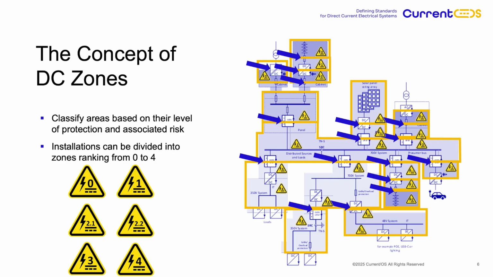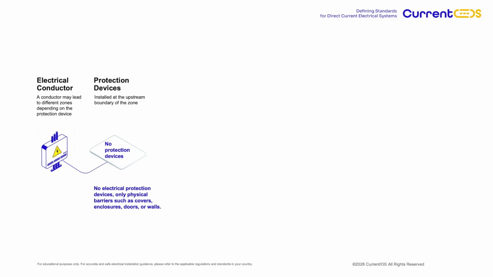The concept of DC zones is a major part of the Current OS set of rules. We will now explain in detail the characteristics of each zone. A conductor may lead to different zones depending on the protection device. Let's start with a voltage source with no electrical protection devices, a battery for example.